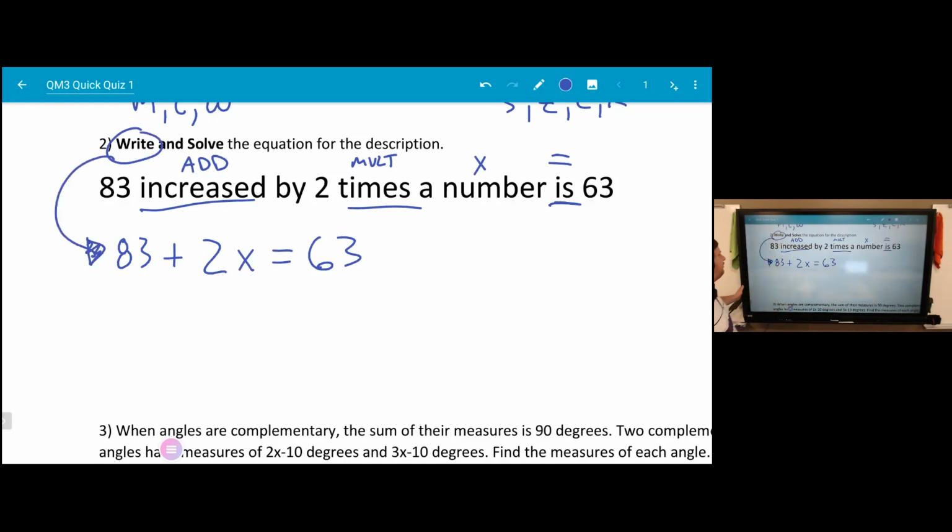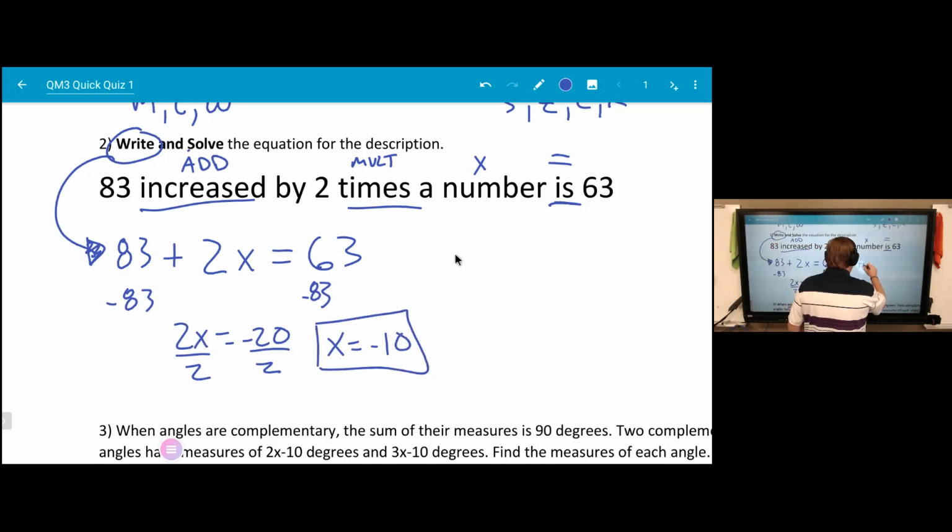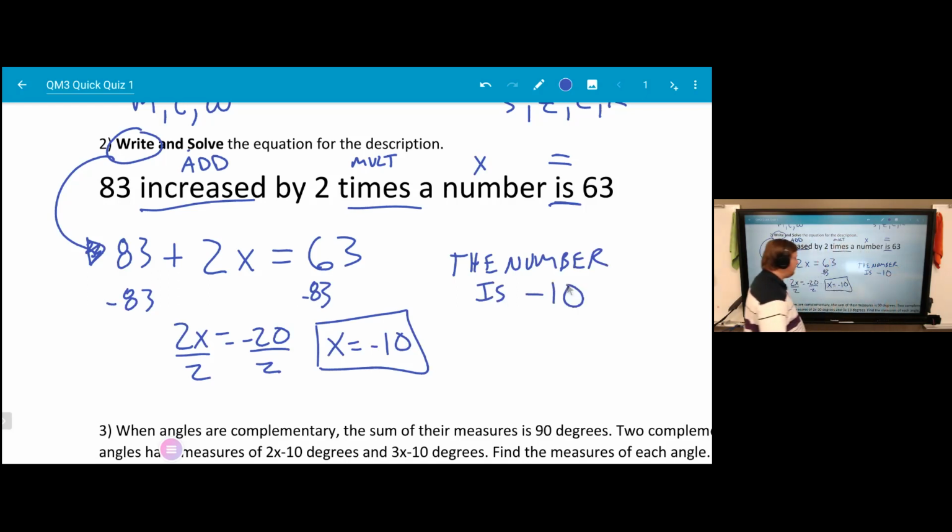This is the writing part. Now I need to do the solving part. So I would subtract 83 from both sides. And I would have 2x equals negative 20. Divide both sides by 2. And I get x equals negative 10. You could say the number is negative 10. That's what I'm looking for here. We did the writing part. We did the solving part. We're good to go. Let's look at number 3.